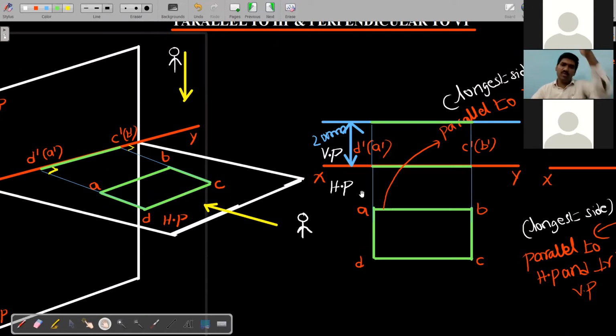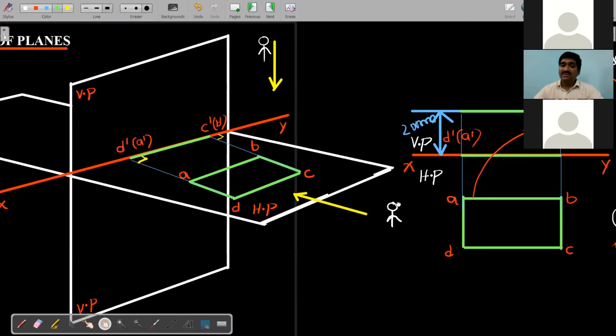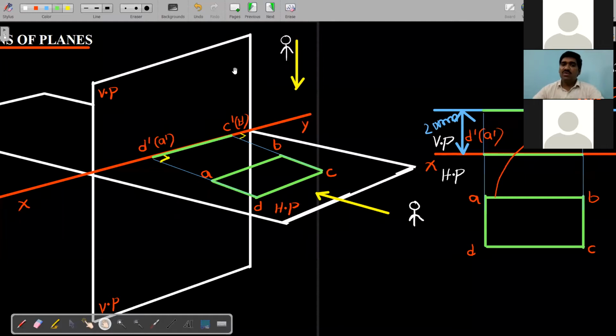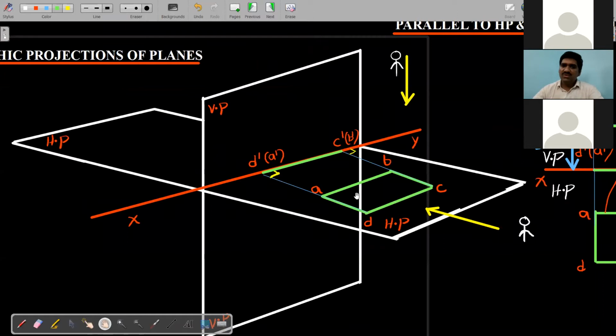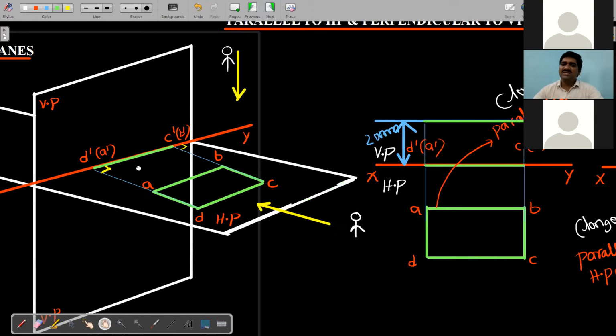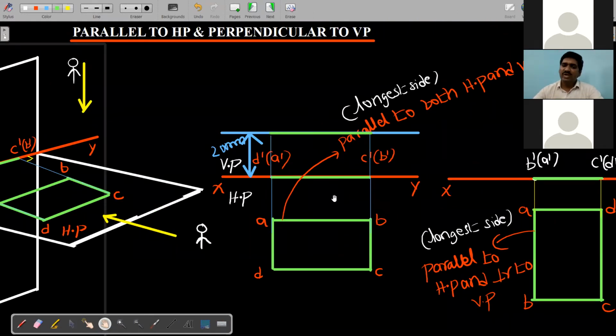I told you projections of points day before yesterday. In the projection of points, I told that when a body is lying in the first quadrant, see, this body is lying in the first quadrant now. Quadrant number 1, 2, 3, 4. If a body is lying in the first quadrant, the front view will always be above XY and the top view will always be below XY.